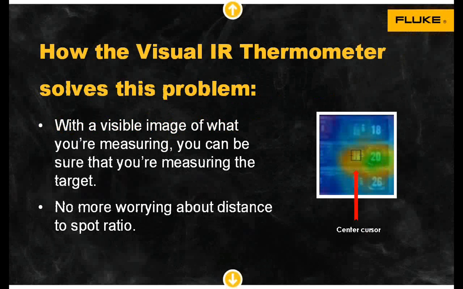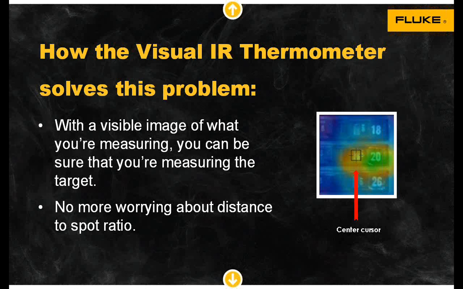How the visual IR thermometer solves this problem. With a visible image of what you're measuring, you can be sure that you're measuring the target. With this example, you can see the center measuring cursors within the object being measured. It's worth noting that you should ensure that the surrounding pixels are also within the area to be measured. It's also worth noting that by combining a temperature heat map and a visual camera, you can get contextual information. You can see to the right of the object the number 20, so you know exactly which object you're measuring.